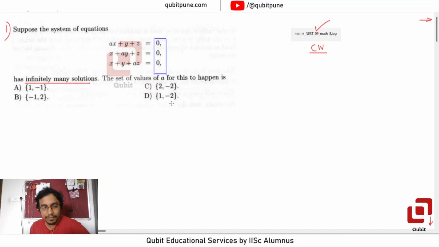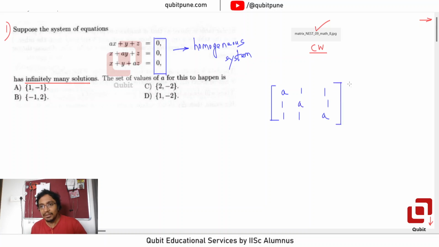Now when we have a system of linear equations where the constant terms are 0, such a system is referred to as a homogeneous system. So we make the determinant 0. The key part in this problem is to understand that a homogeneous system will always possess a solution, 0 0 0. Now when it has infinitely many solutions, it means this matrix will be singular. Which matrix? A 1 1, 1 A 1, 1 1 A. This will be a singular matrix, so its inverse does not exist.